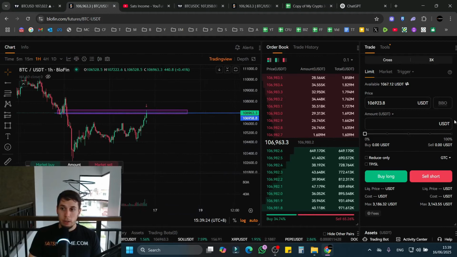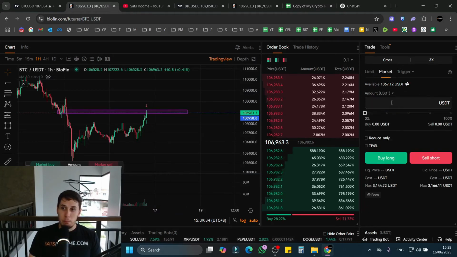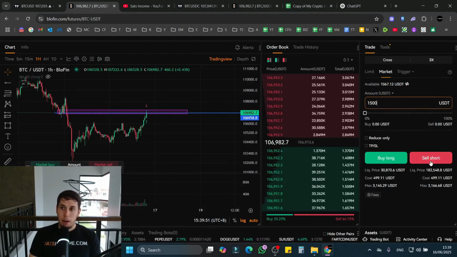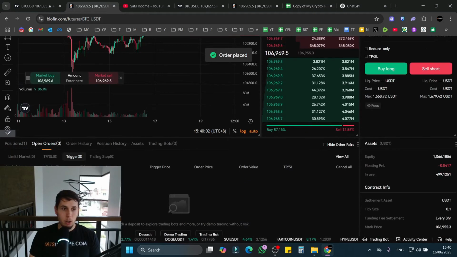Well, guess what? You can only do this trading futures. You cannot do it trading spot. So how are you going to do this? If you want to enter at the current price, you're going to enter with a market order. You add the amount here and you click on sell short in order to open this short trade with a market order. Let me actually do this. I'm going to show you how this works. So we're going to enter this with a market order.